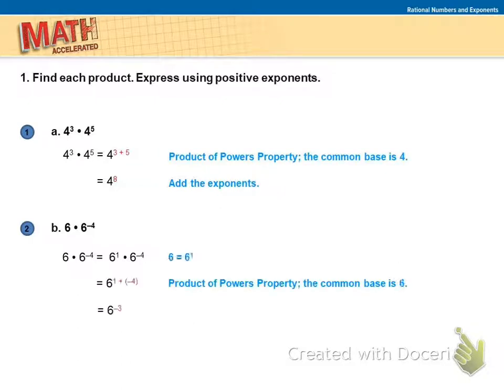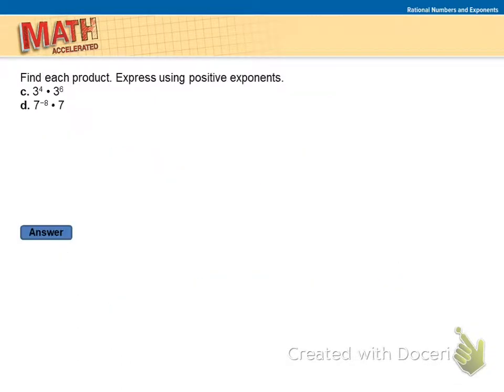All right, and then we have our next one. C says 3 to the 4th power times 3 to the 6th power. Reagan, what am I going to do here?